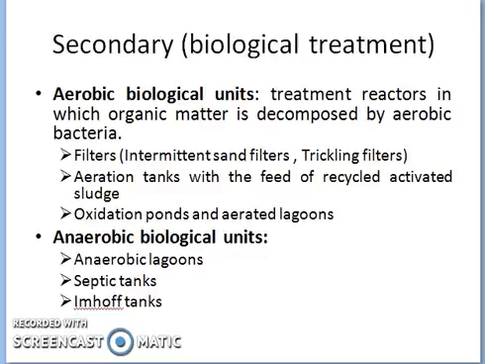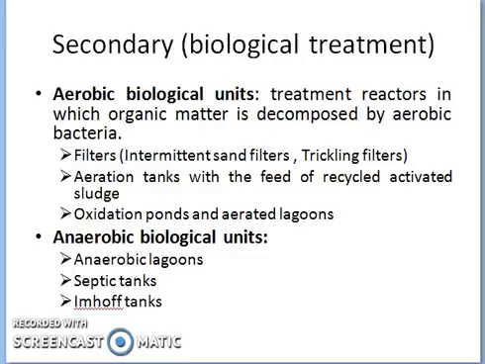The treatment reactors in which the organic matter is destroyed and stabilized by anaerobic bacteria are known as anaerobic biological units, and these consist of anaerobic lagoons, septic tanks, Imhoff tanks, etc. Out of these units, only anaerobic lagoons make use of primary settled sewage, and hence only they can be classified under secondary biological units. Septic tanks and Imhoff tanks using raw sewage are therefore not classified as secondary units.